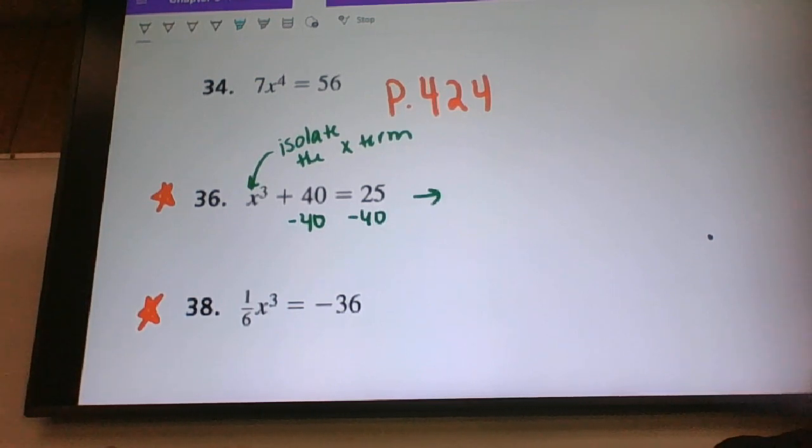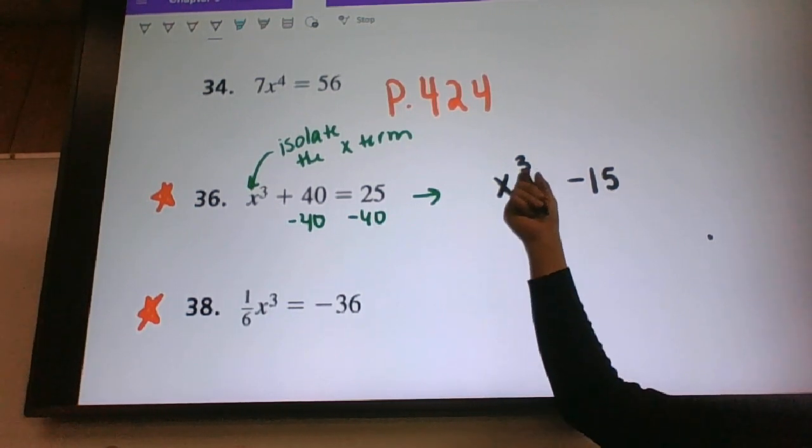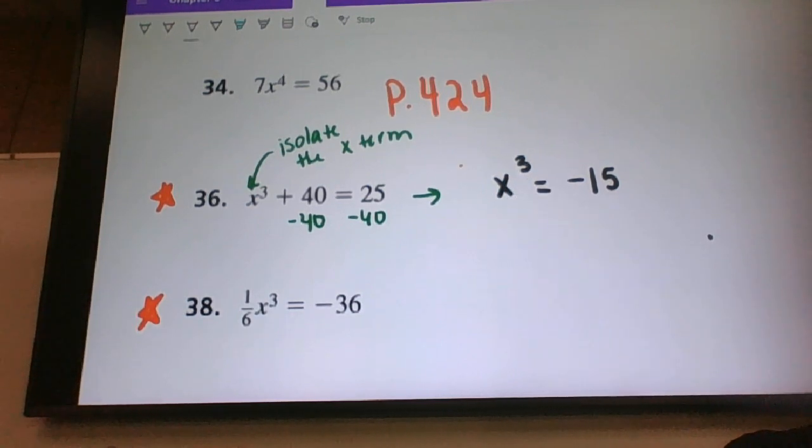Okay, so moving over, x to the third is negative 15. And so many of you right now are thinking, imaginary, imaginary. We're not supposed to root a negative, imaginary. However, it's an odd power, so we're going to draw a cube root to cancel it.